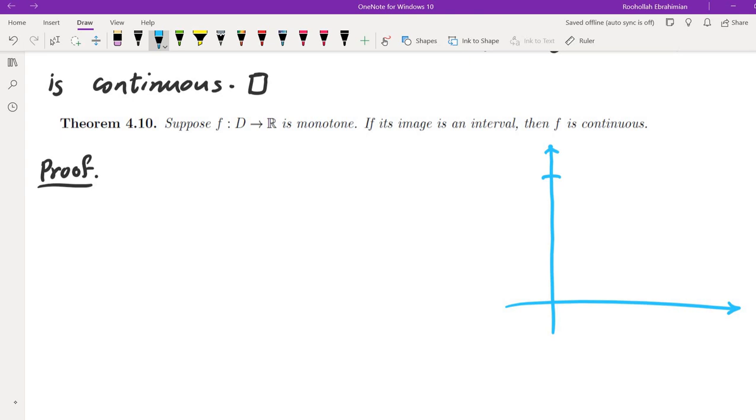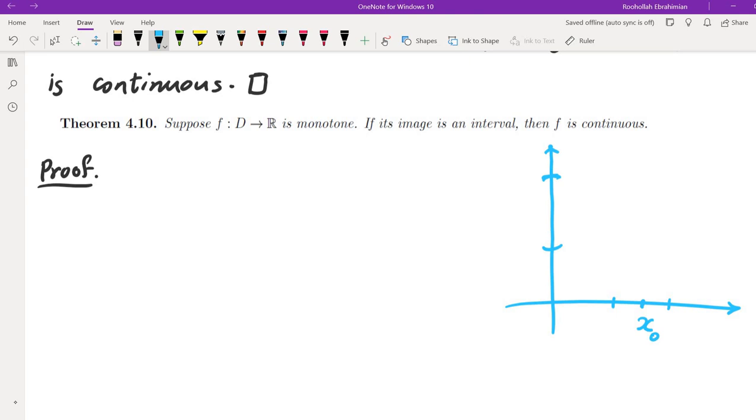So the image could be some interval. It could be a closed interval, open interval, bounded or unbounded interval. Any of these kinds of intervals is okay, as long as it's an interval. If the image is an interval, then f is continuous. So the domain may or may not be an interval. The image would have to be an interval.